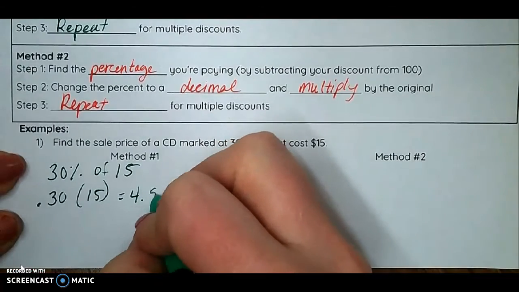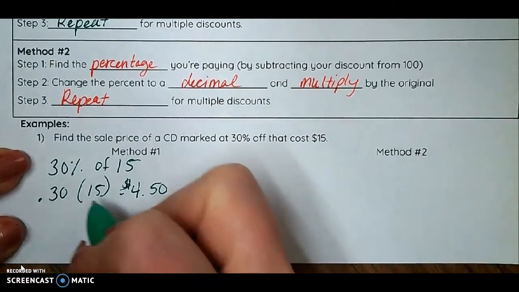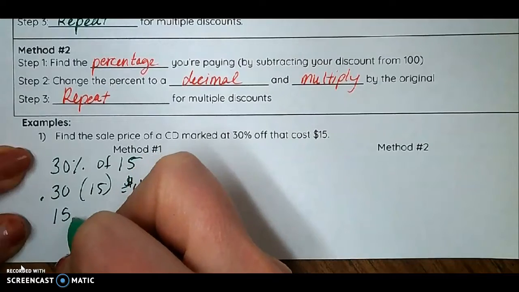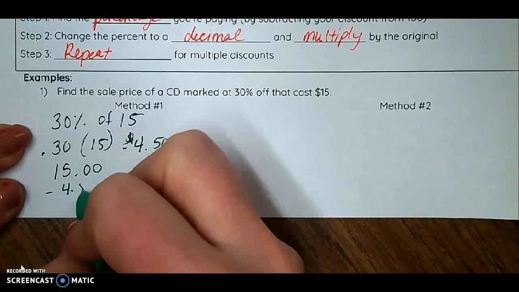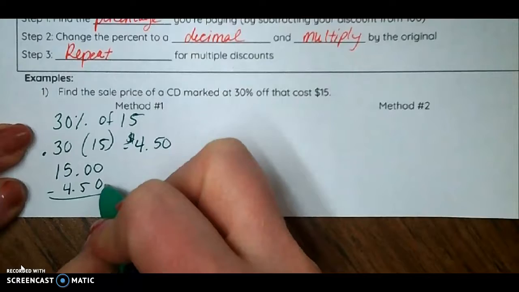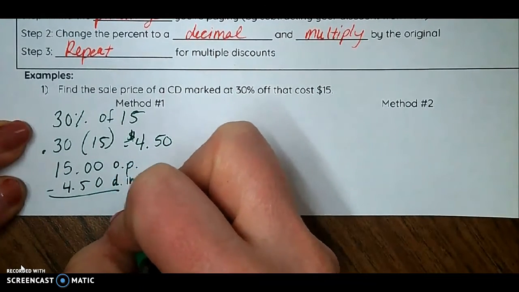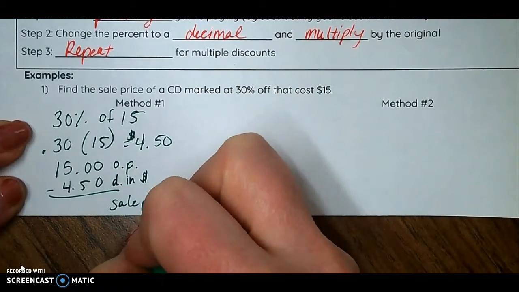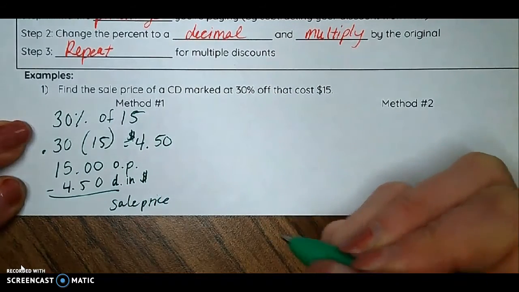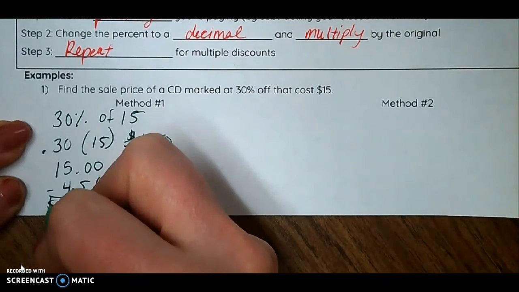Which is $4.50. Please don't tell me that it is $4.5. I then have to do $15 minus $4.50, because this is my original price, this is my discount in dollars, and this is going to be down here my sale price. In other words, the reduced price that I actually pay. So this is going to be $10.50.